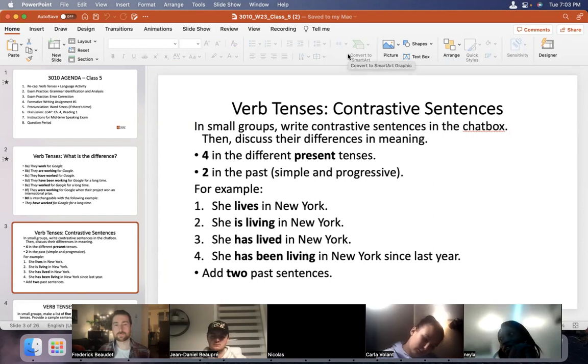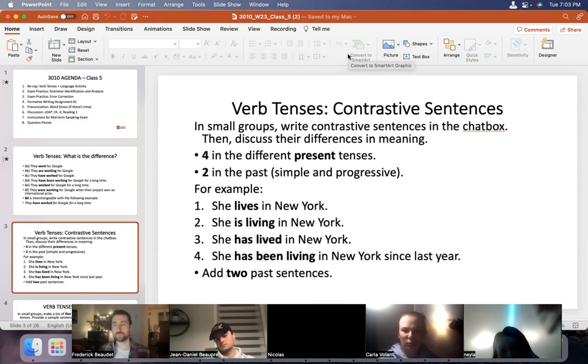Nayla, can you give me an example of another verb tense that is not there in the past? She has working at the company for 2 years. No, but just tell me a verb tense that's not there in the past. Can somebody help her? Past progressive. Bingo. The past progressive is not there.